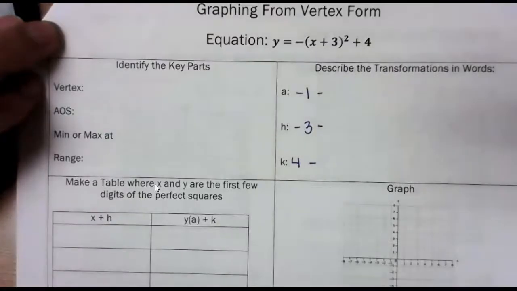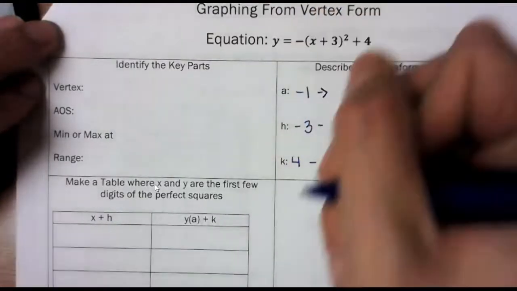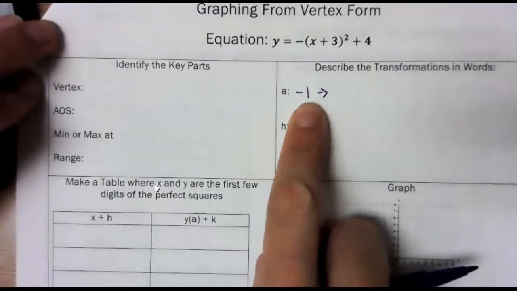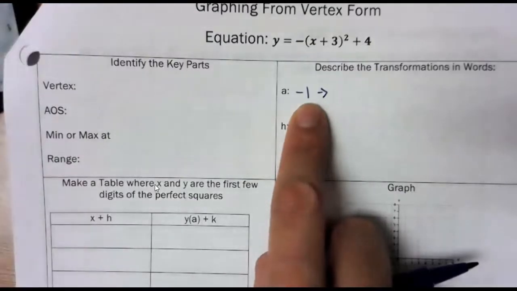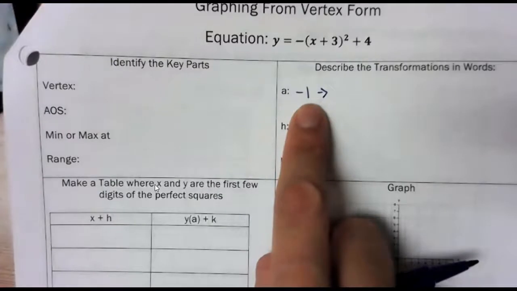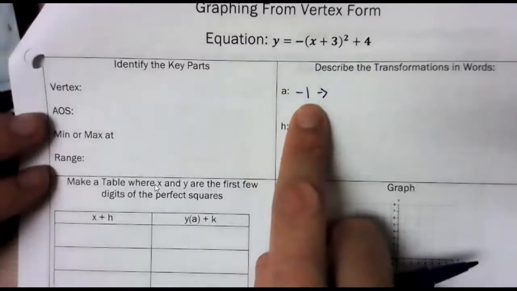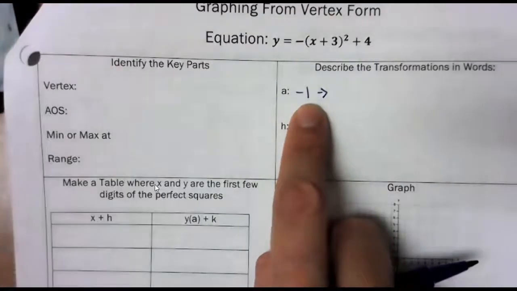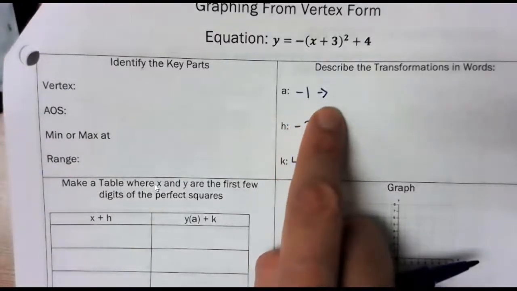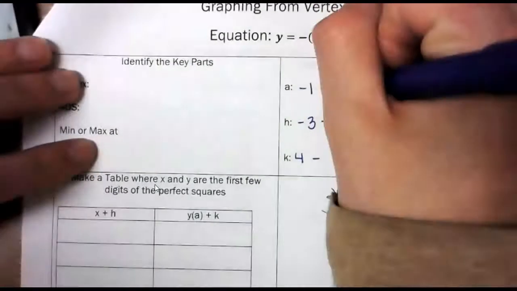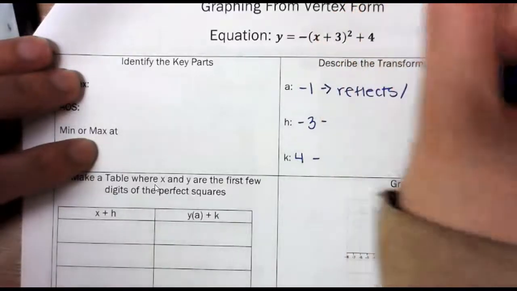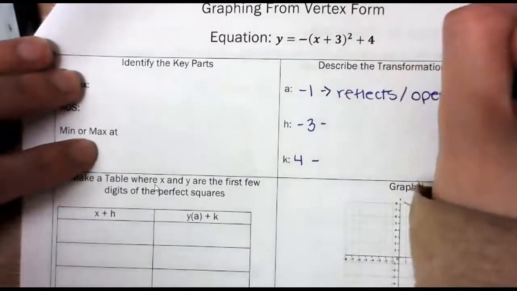Olivia, what does the -1 do to my graph for a? What does the a value of -1 do? It moves it up or down to whatever number it is. Go ahead, Angie. Yeah, it's the reflection. So it determines if it opens up or down. A -1 is open down like a frown. So this reflects it or makes it open down.